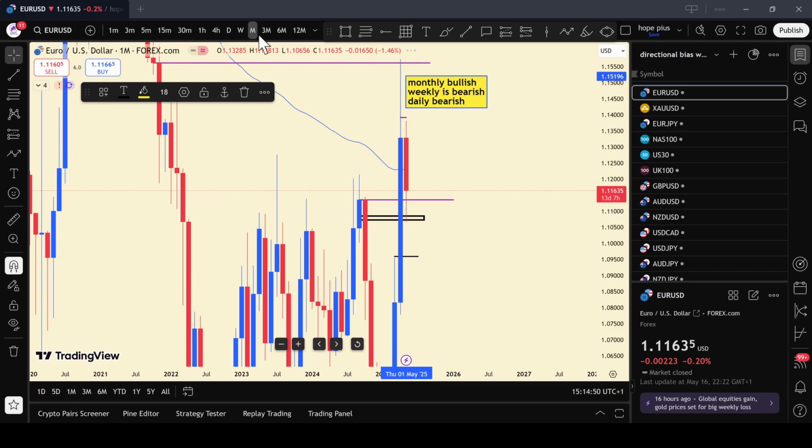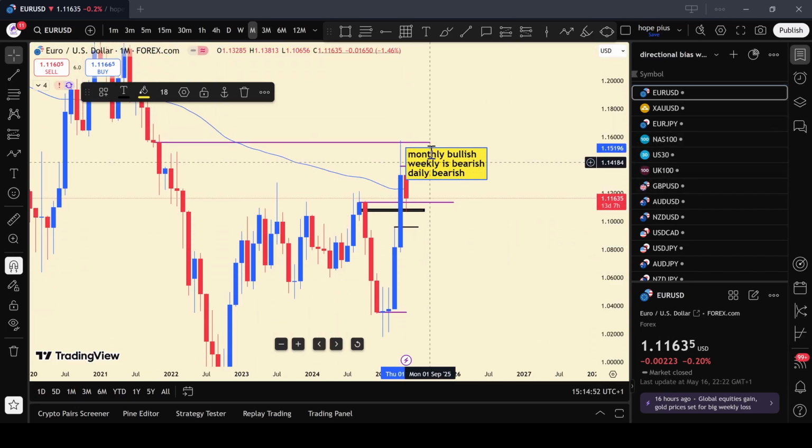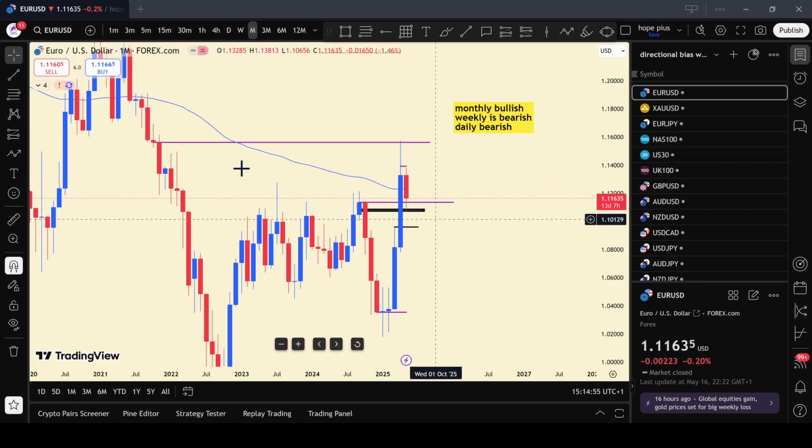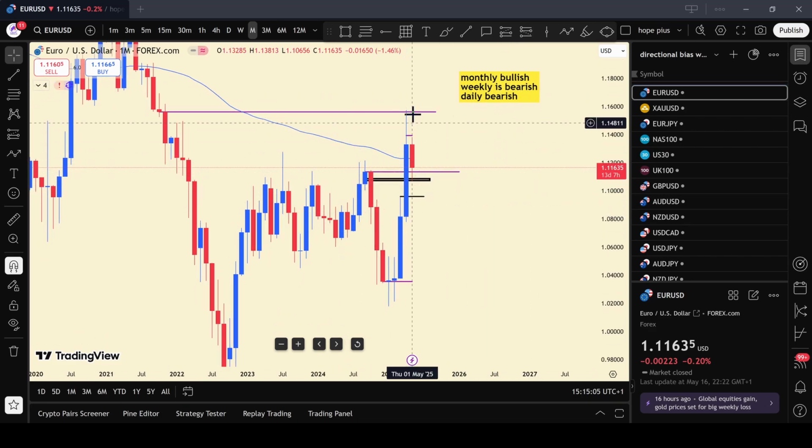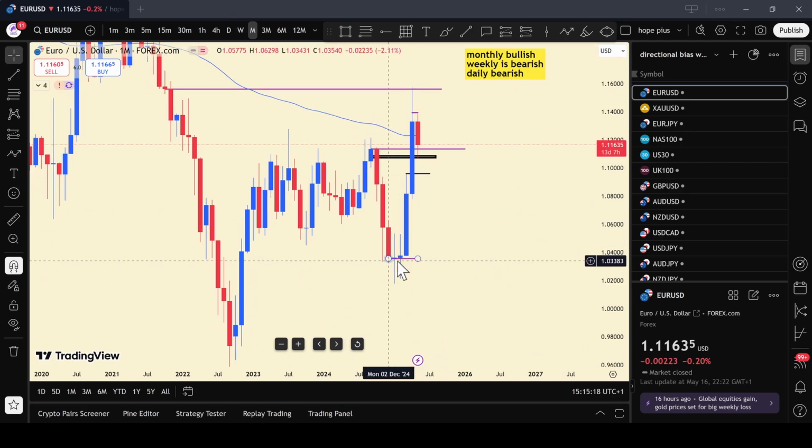So let's look at the monthly and see if things have changed. Now, as things stand, on the monthly we are rejecting from this level. All right. But however, we are still bullish on the monthly, because this rejection on the bigger picture is simply profit taking. So there's nothing much to look at here, because we started being bullish from this rejection here, and we have the first month, second month trading into the resistance. Now we are pushing lower.